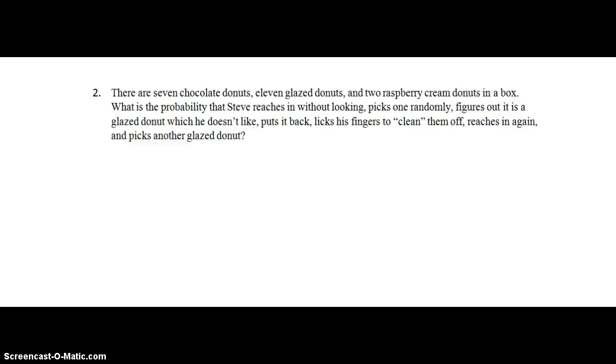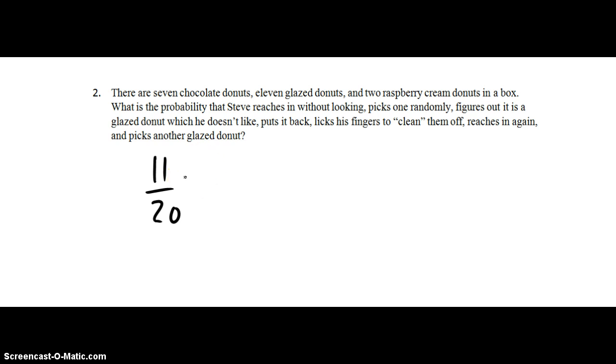Okay, so you're back. We have 7 chocolate donuts, 11 glazed donuts, 2 raspberry cream. So that's a total of 7 plus 11 is 18, plus 2 is 20. All right? So here's the idea. Steve reaches in. What's the probability to get it glazed? Well, there's 11. So it's 11 out of 20. He puts it back. Kind of gross, but he does. So then there's still the same number the second time.